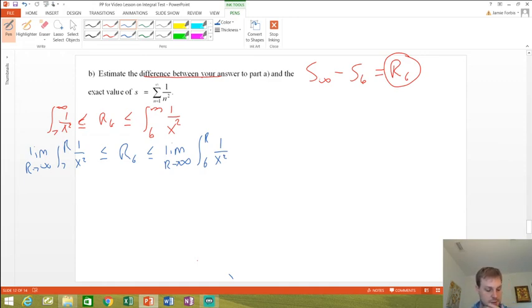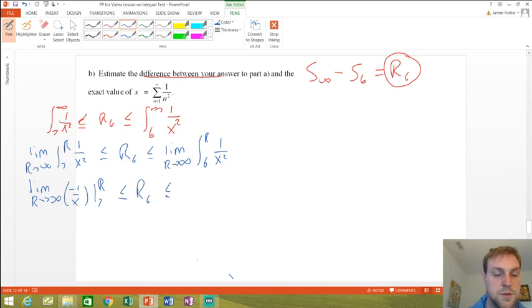Now integrating each of those, we have the limit as r approaches infinity. The integration of that is negative 1 over x, actually. So it's negative 1 over x from 7 to r, less than or equal to r6, less than or equal to the limit as r approaches infinity, the integration of that is again negative 1 over x, but we're going from 6 to r.